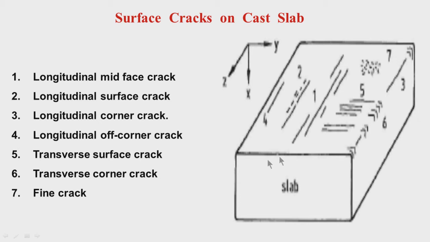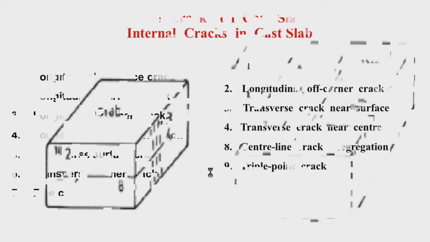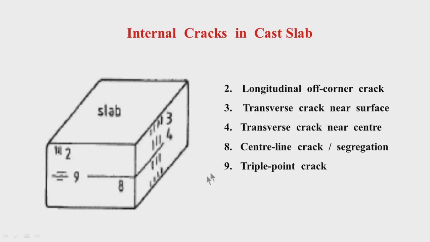Again, in the slab interior, the internal cracks you might see: this is a center line crack or segregation, this is a triple point. The solidification front moves from the broad faces, meeting at the triple point area. So this area is very weak, so you might have crack development at those triple point areas.